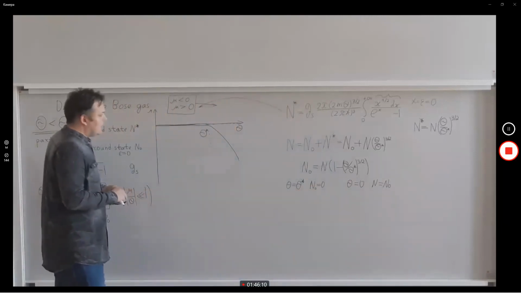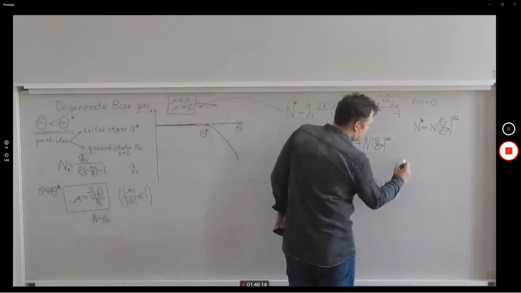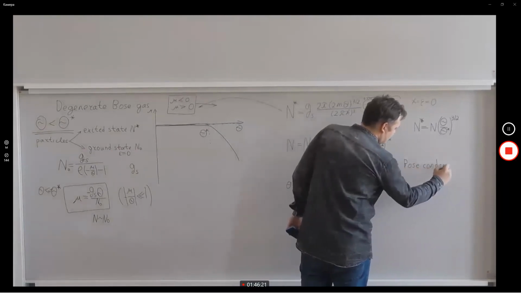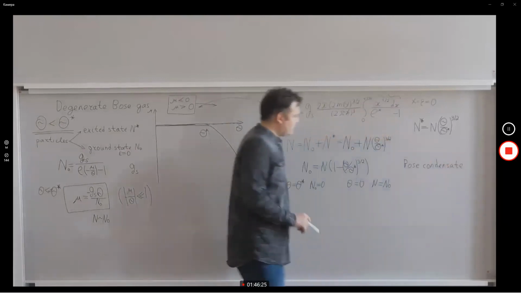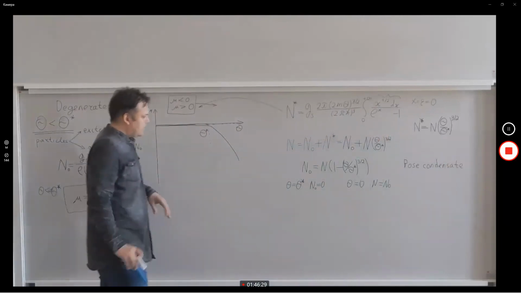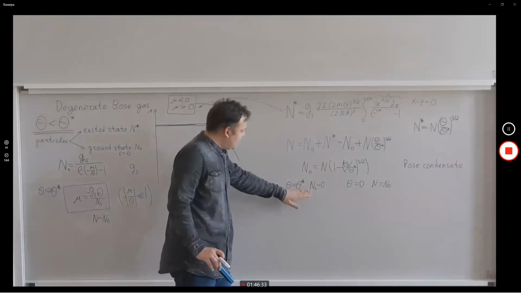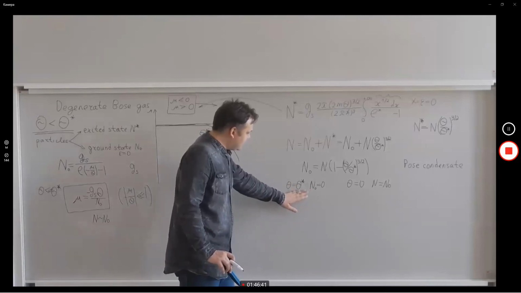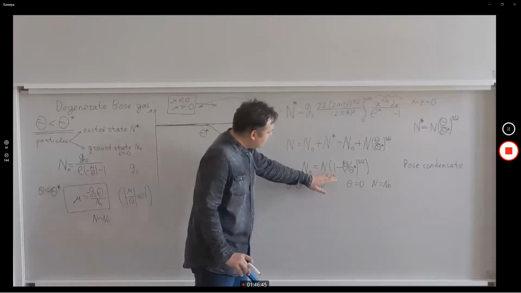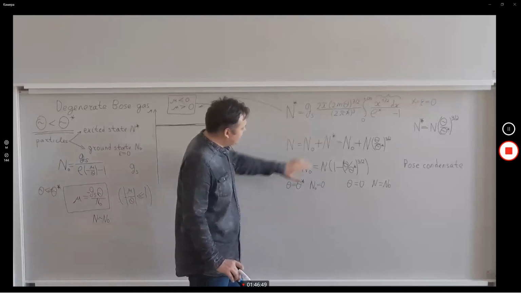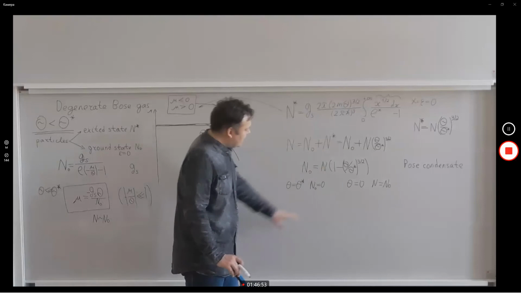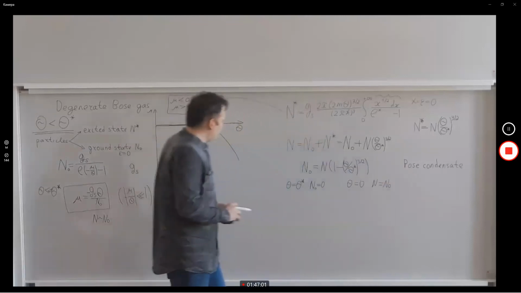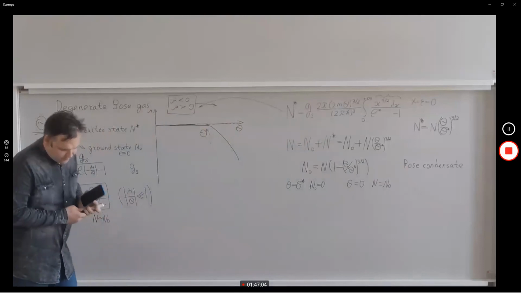In thermodynamics, the collective of particles in the ground state is called the Bose condensate. This formula tells us that for temperatures lower than the degeneracy temperature we have a Bose condensate. And this formula determines the dependence of the number of particles in the condensate on temperature. And for zero temperature, all the particles in the gas form the condensate.